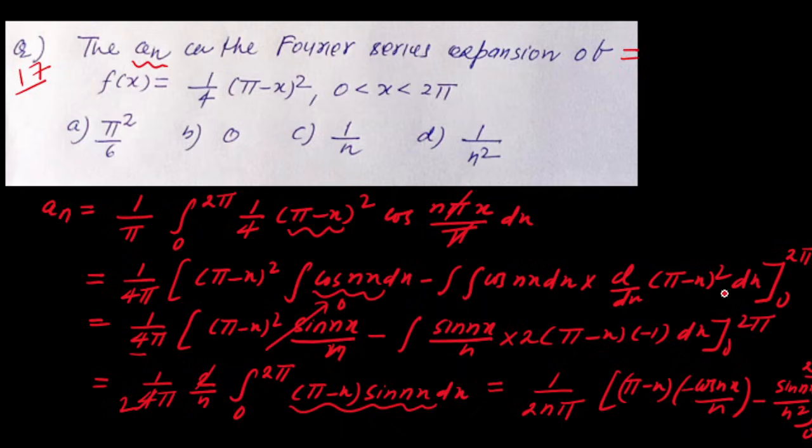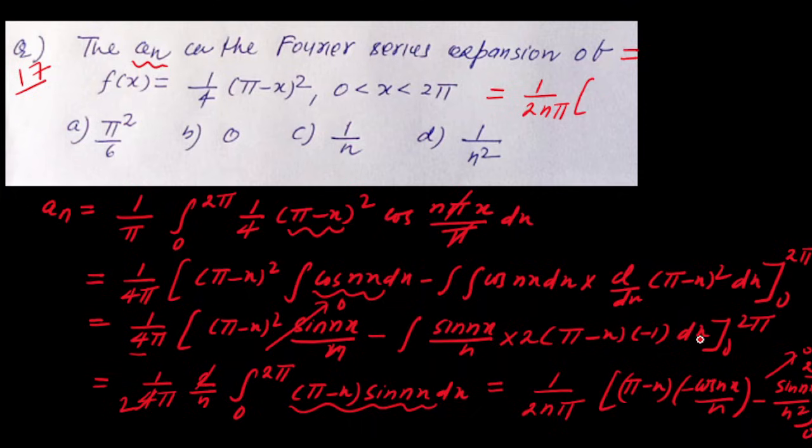So this will give me what? Again, if you look at the second term here, minus sine nx by n square, if I put upper limit 2 pi, it will be 0, lower limit sine 0 will also be 0. So this term will vanish, this term will vanish, only this term will be left. So what will be this term? Let me start from here. So I will get 1 by 2n pi.